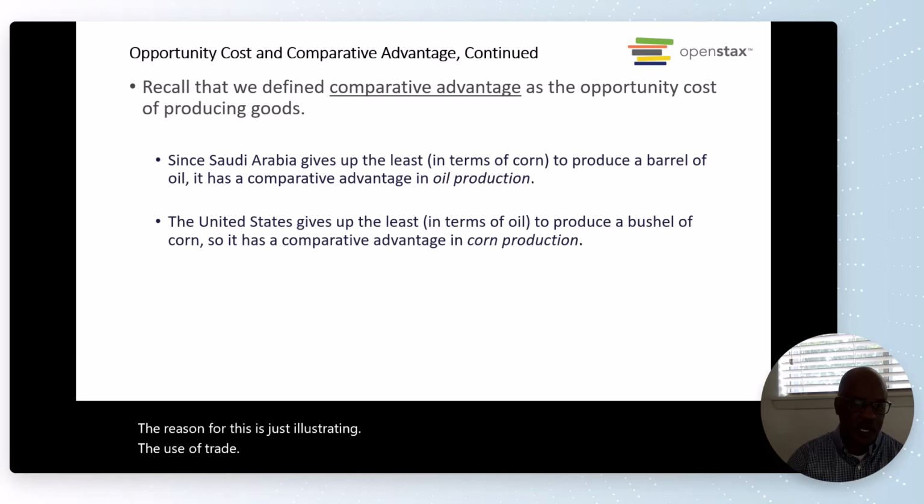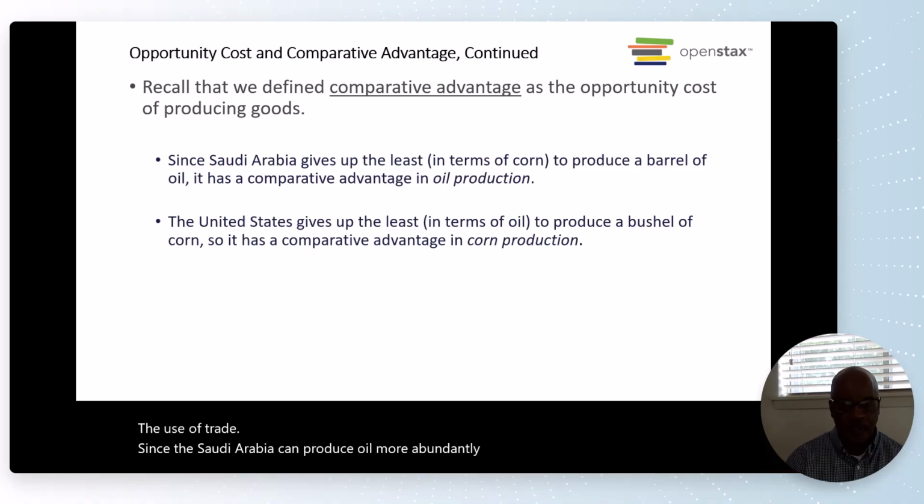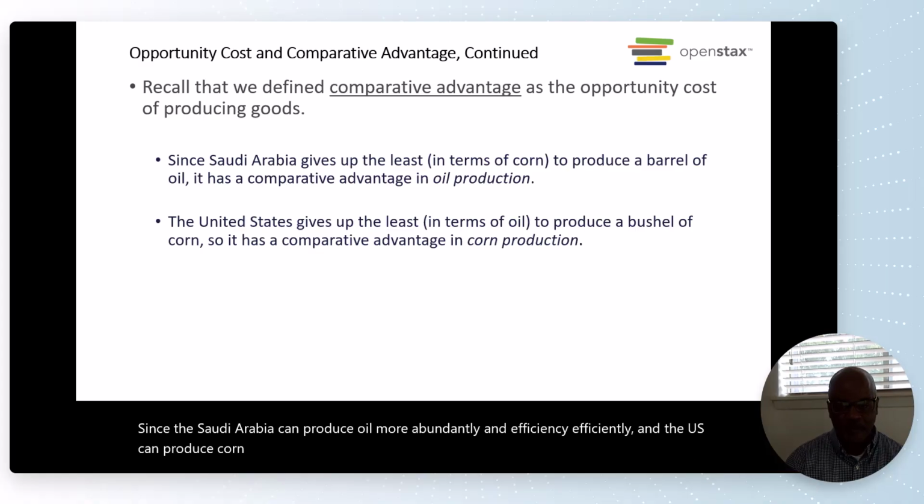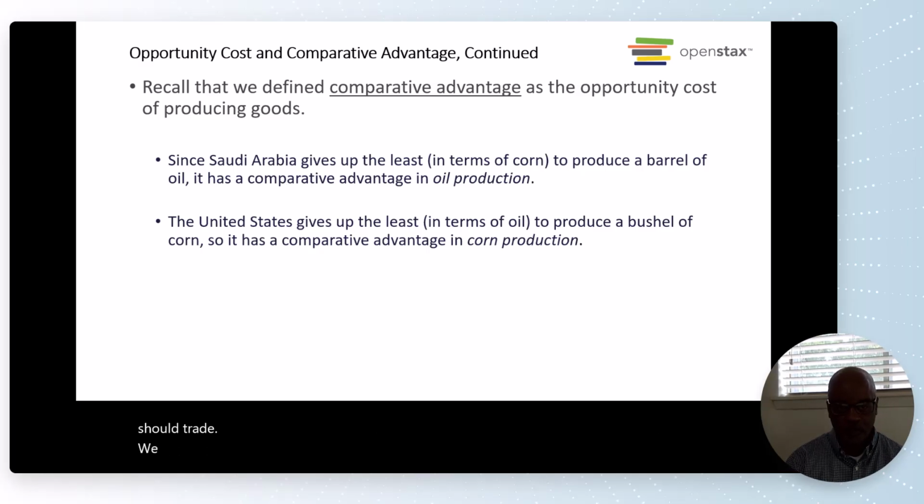Since Saudi Arabia can produce oil more abundantly and efficiently, and the U.S. can produce corn more abundantly and efficiently, because of comparative advantage, we should trade. We should trade corn for oil. And that's what this says.